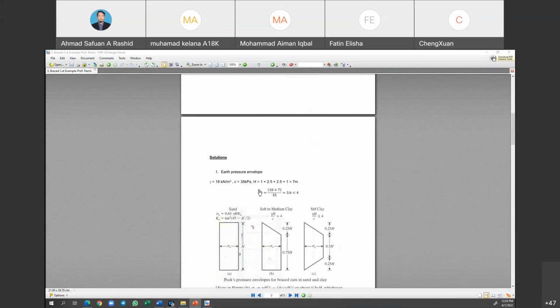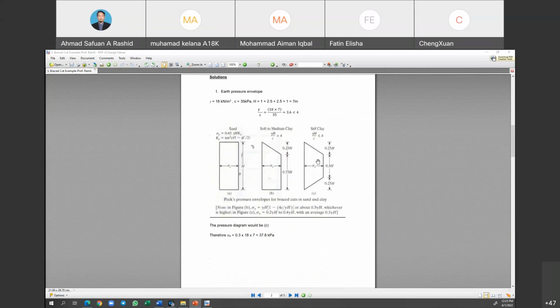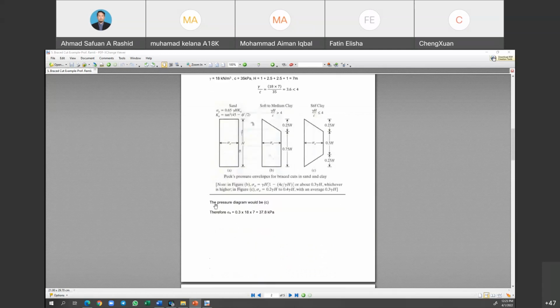It's missing H here. Actually gamma H over C is less than 4. So in that case, we choose what we call the pressure distribution diagram. The pressure diagram that should be used is C.